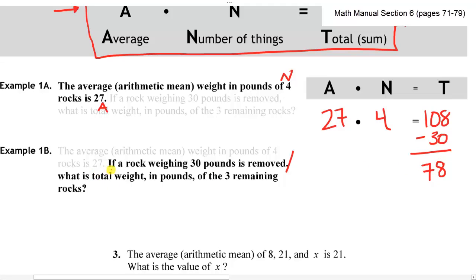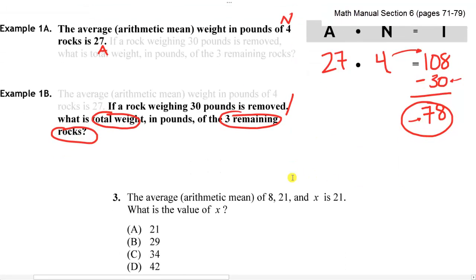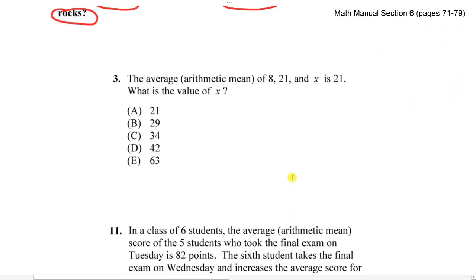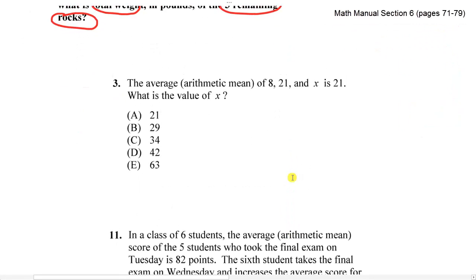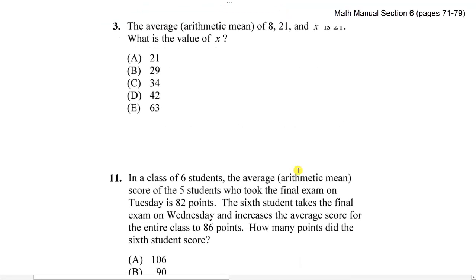And then look what the question is asking, total weight, 3 remaining rocks. Well, if I had 4 rocks whose weight was 108 pounds, and I took out 1 rock whose weight was 30 pounds, and I'm left with 78 pounds, that 78 pounds must be the weight of the 3 remaining rocks. That's one example of how ANT works. Numbers 3 and 11, you might want to go ahead and try them on your own. If you do want to try them on your own, press pause and pick up the video when you're done. I'm going to go ahead and do these right now.